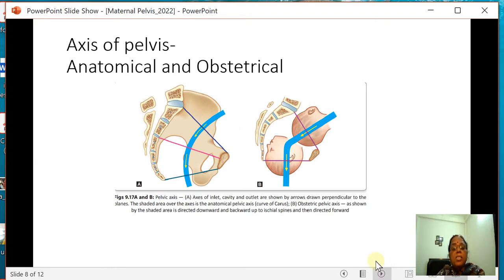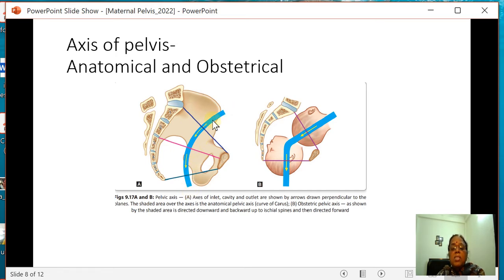This is the axis of the pelvis, as we'll be touching upon. There is the inlet, this is the cavity, and this is the outlet. If you draw a perpendicular on this, above it reaches the umbilicus and below this axis reaches the tip of the coccyx. This is the line. Then if you join the lower border of the pubic symphysis and the tip of the coccyx and drop a perpendicular on this, this is the axis of the outlet. In between the two, if you join another line, that is the axis of the cavity, and if all three are joined, it forms a curve.